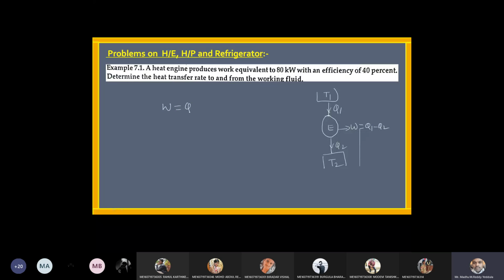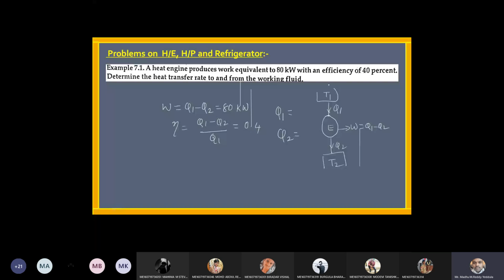W is given, so W is equal to Q1 minus Q2, that is 80 kilowatt, with an efficiency of what? Work done Q1 minus Q2 by heat supplied Q1 is equal to 40%. 40% means it is 0.4. Determine the heat transfer rate to and from the working fluid. What is he asking, tell me. He is asking Q1 and Q2, the Q1 value and Q2 value.